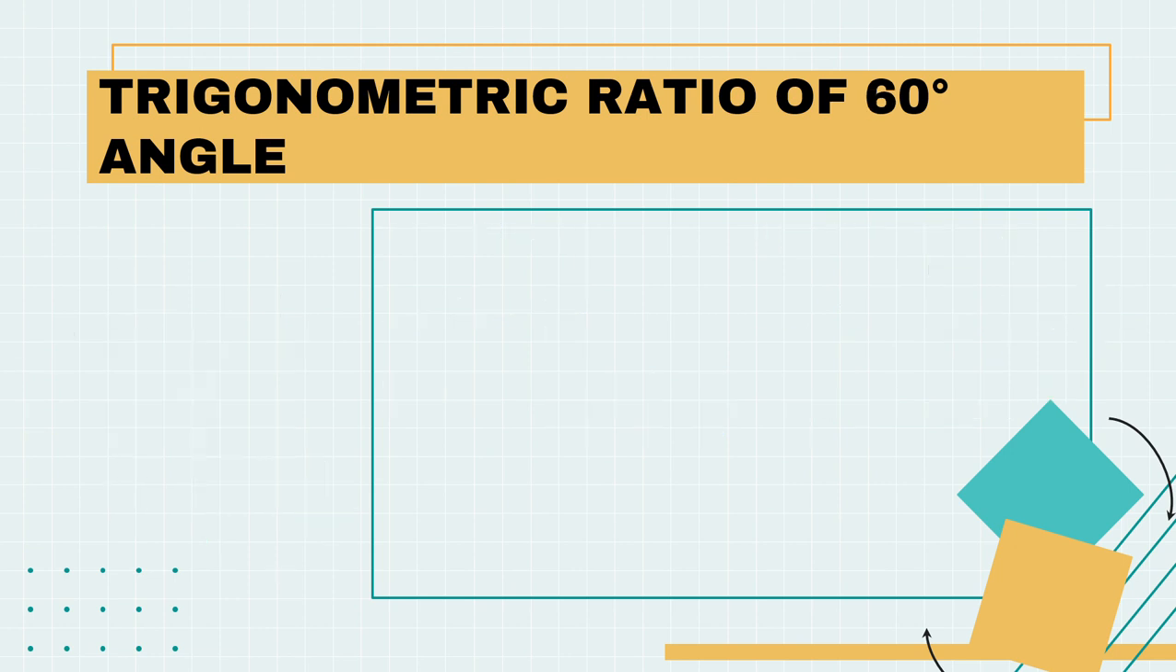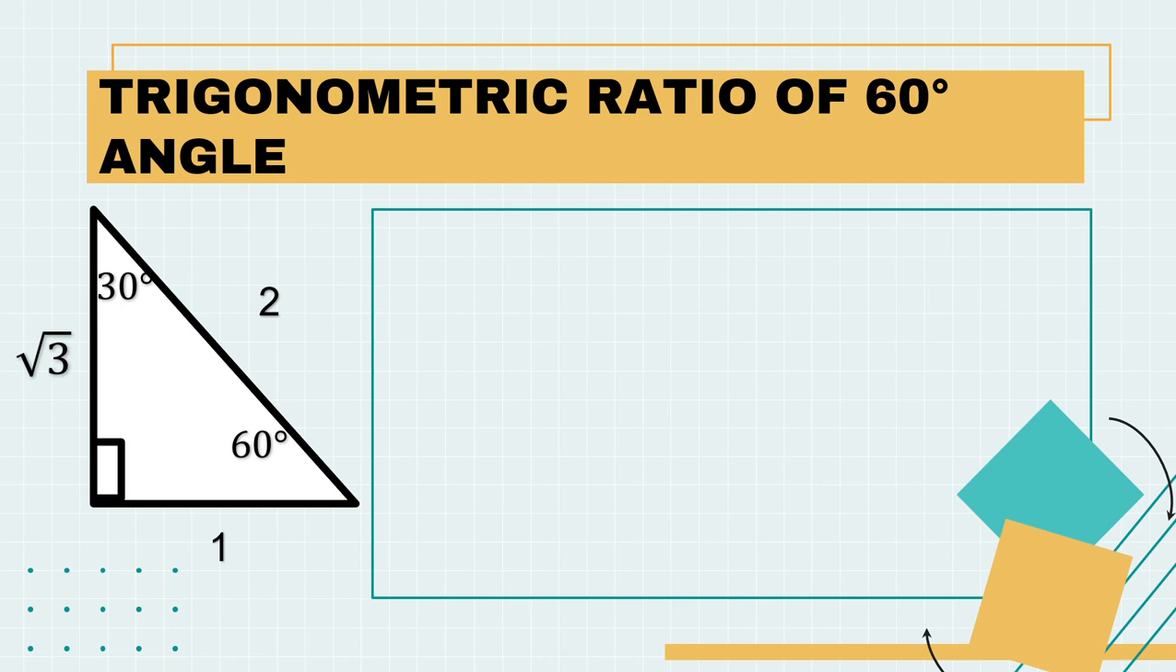The next one is the trigonometric ratio of 60-degree angle. So in this part, we will also use the 30, 60, 90 degree triangle, and the theta here, or the angle, is 60 degrees. So the opposite side of 60 degrees, that would be square root of 3. And then the adjacent side is 1. And then for the hypotenuse, that is 2. So let's get the sine 60 degrees.